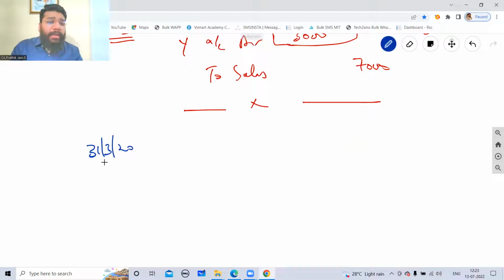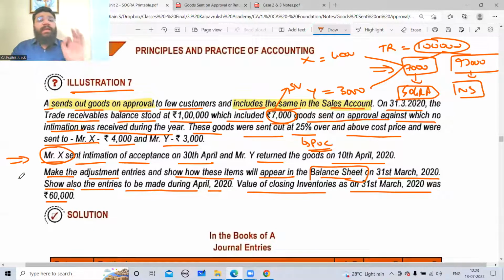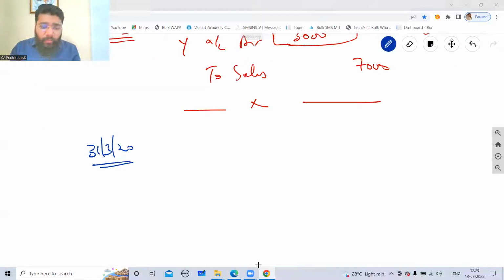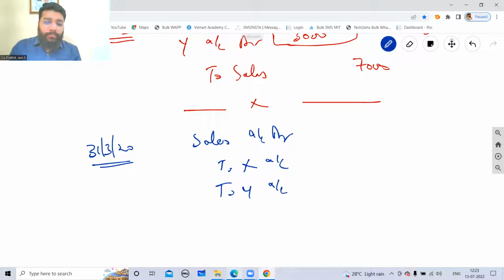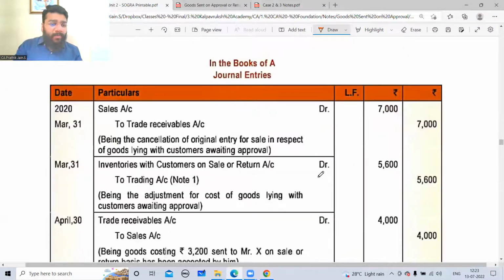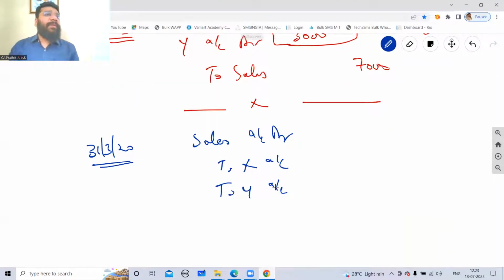On 31st March 2020, that is, we are in the financial year 19-20. If you look at this statement, guys, till 31st of March 2020, both X and Y have not given any intimation. Therefore, I will reverse the sale: sales account debit to X account and Y account. Here the name is specifically given now. You have mentioned trade receivable, okay, but since the name is given, I would specifically go with the name because X and Y names are given now. So I will go with this. I know they have written trade receivable, but we'll stick to X and Y.